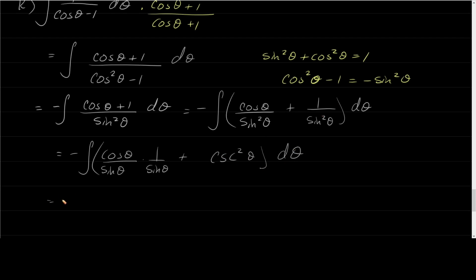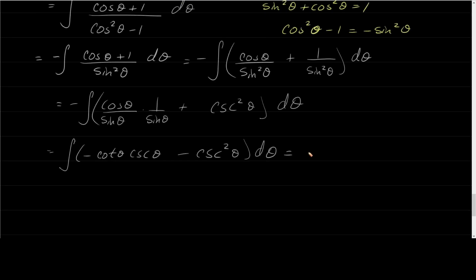Now, let's distribute this negative and rewrite this. So I'm going to have the integral of negative, well, cosine over sine is cotangent theta. 1 over sine is cosecant theta. Distribute the negative to the other one, I end up with minus cosecant squared theta d theta. And those are integrals that you should know. The integral of negative cotangent cosecant is just cosecant theta. The integral of negative cosecant squared is just cotangent theta. So that is our final answer, cosecant theta plus cotangent theta.